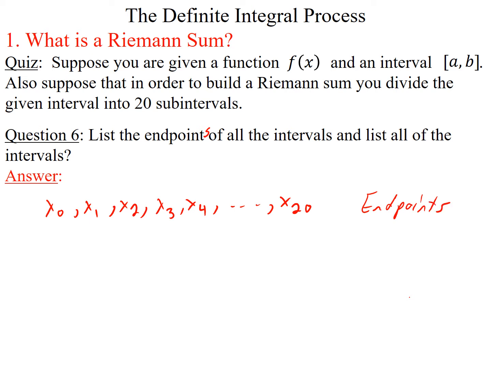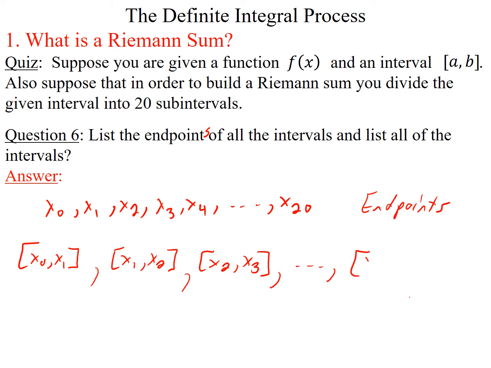And if you want to write down the intervals, then you just write it like this. x0, x1 is the first interval. x1, x2 is the second interval. x2, x3 is the third interval. So we have those. And let me just go to the last one, which would be x19, x20. And the dot, dot, dot, you get the idea. The next one would be x3, x4, next one x4, x5, and just keeps going till x19, x20. These are the intervals.